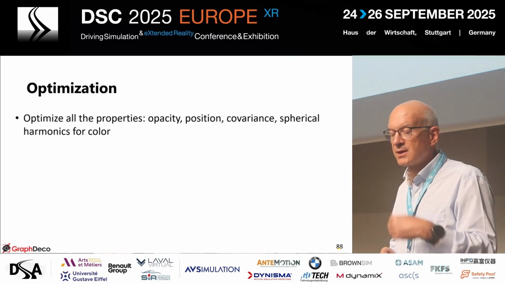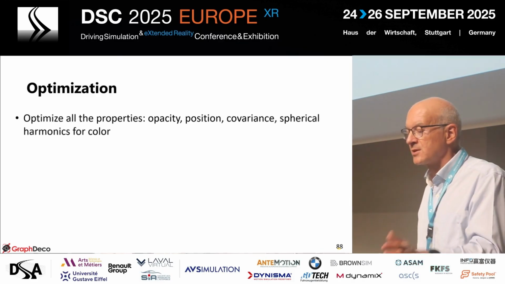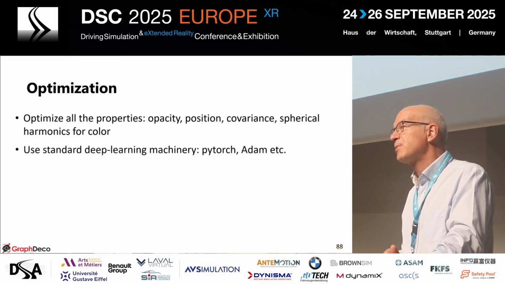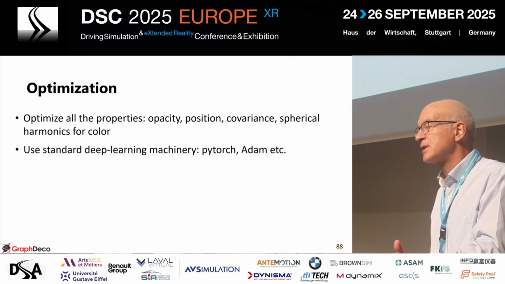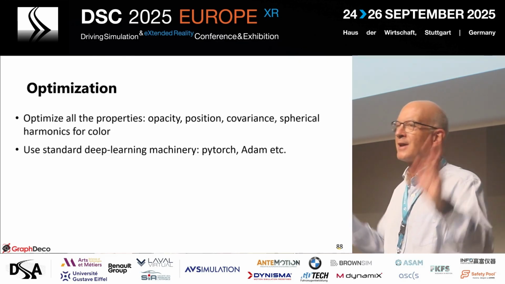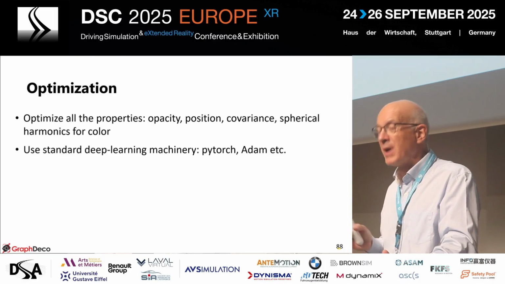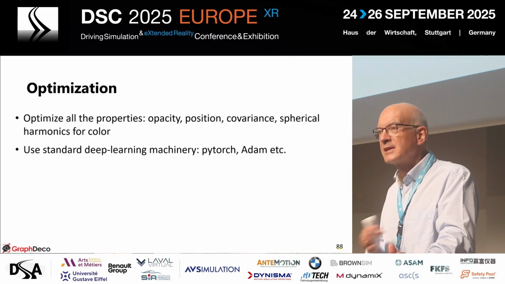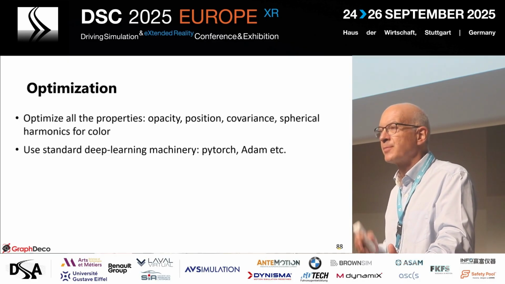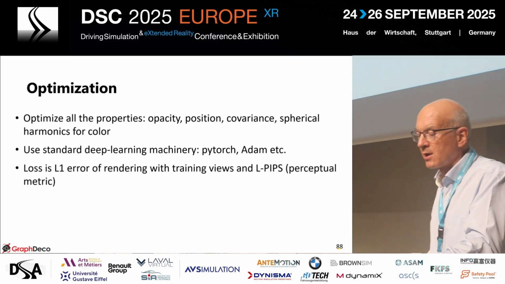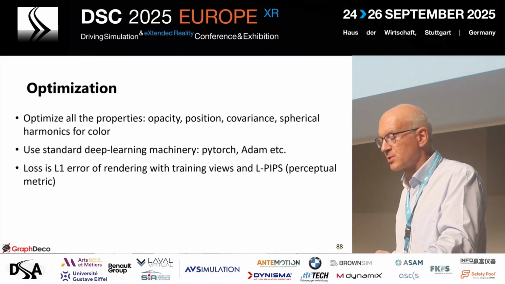So we optimize using all the properties: opacity, position, covariance, spherical harmonics, and this is where we use the standard deep learning machinery. So Gaussian splatting is not an AI technique. We don't have any neural networks, but we built on the deep learning methodology and the machinery, PyTorch, Adam, and so on. And we use a typical L1 loss plus a perceptual loss, which helped.